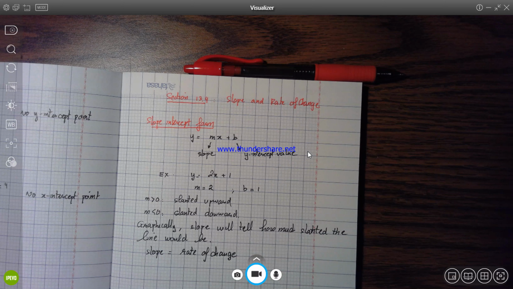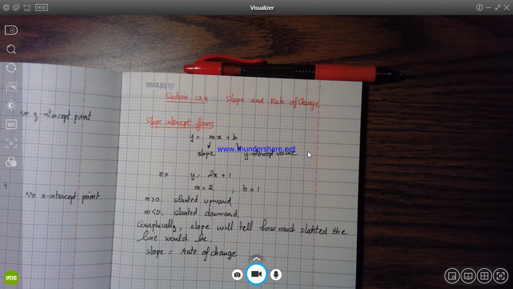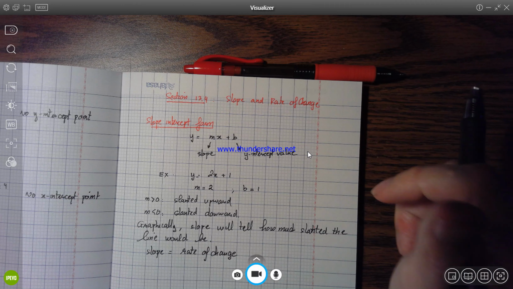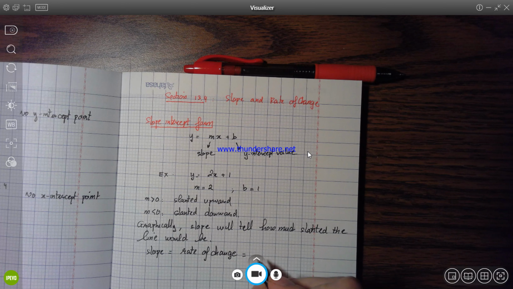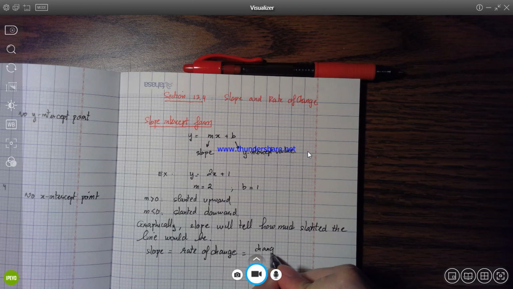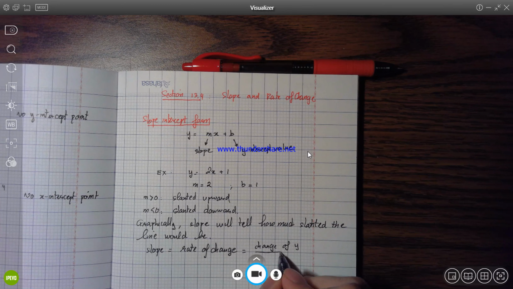Why do we call it rate of change? The rate of change of what? Actually, I think I need to correct it later. So slope is a ratio. It's a rate of change, but it's also a ratio between the change of y over the change of x.